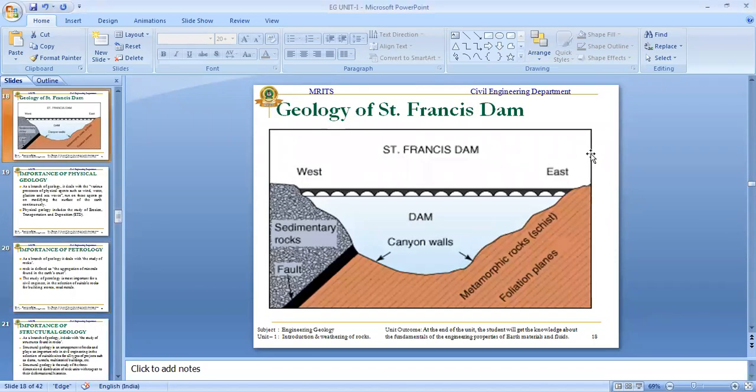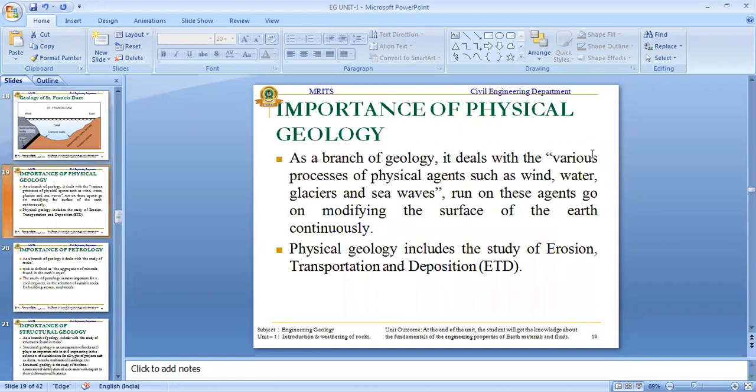Here we are seeing the particular reason for St. Francis Dam, and these are the importance of physical geology. Here we'll study about the physical agents, and these agents are responsible for change in the particular weathering of rocks and creation of new structures, the deposition of sediments. So all these changes give you the brief knowledge about Earth. So this has the importance to study.